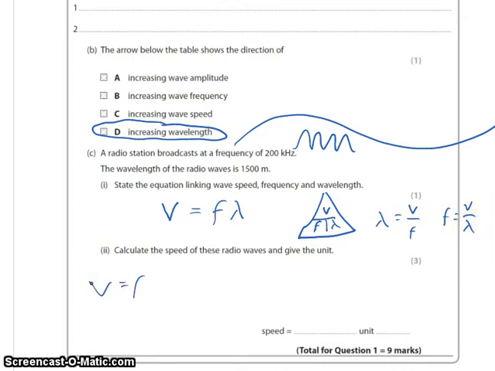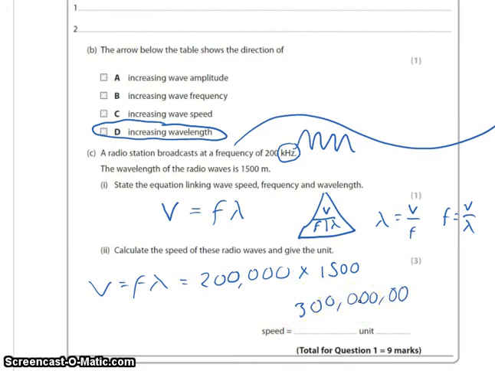So V equals F lambda, you've already got your mark for that. We've got to substitute in. Now most people lost marks because they just put 200 in here. Now the frequency must be in units of hertz, so that's 200,000 because it was 200 kilohertz, and we're going to times that by 1,500. Now hopefully you knew what the answer was supposed to be anyway, because the speed of all electromagnetic waves is the speed of light, 300 million meters per second. Okay.